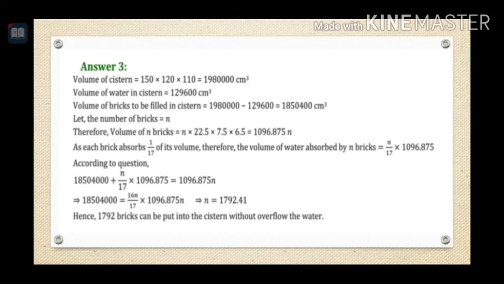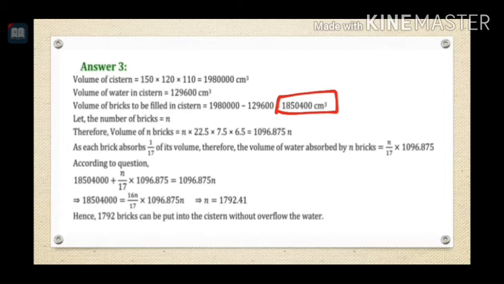Volume of the cushion is L into B into H, that is this much. Volume of water in the cushion is given as 129,600. Therefore, the empty part is equal to this value minus this value. That means the volume of bricks to be filled in the cushion is equal to this centimeter cube. That means in this space you have to fill the bricks.